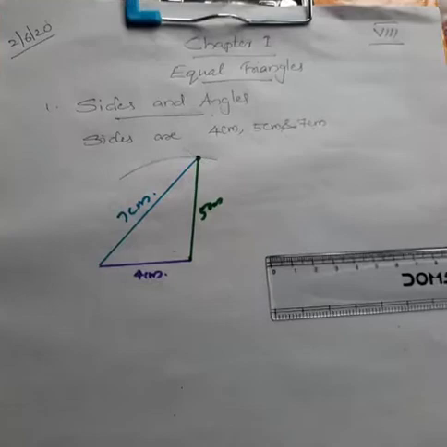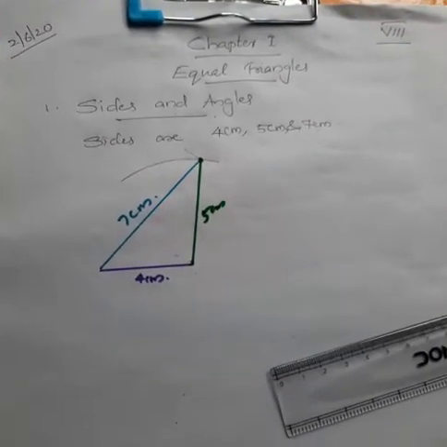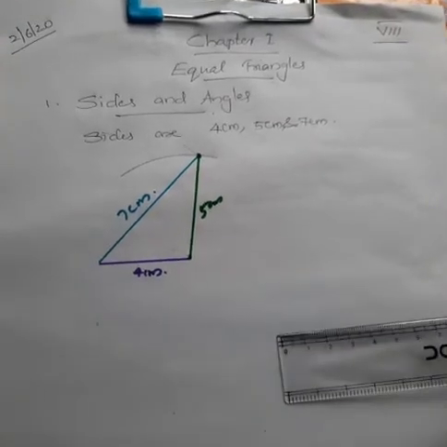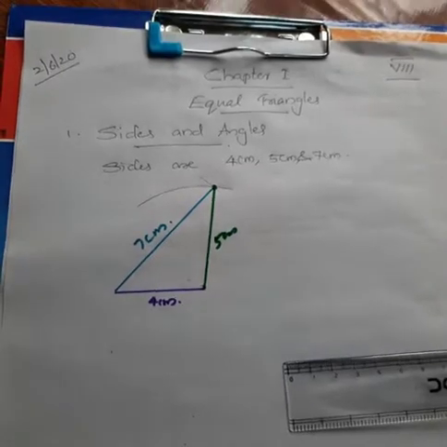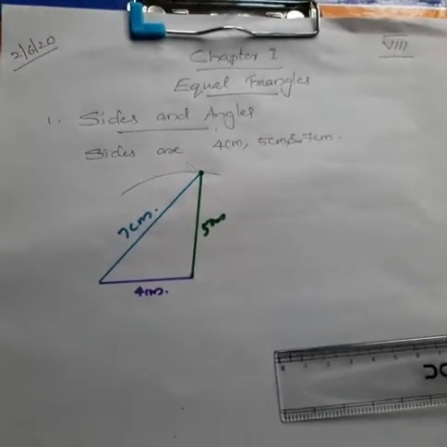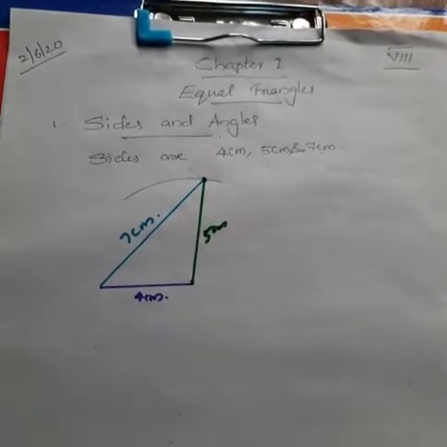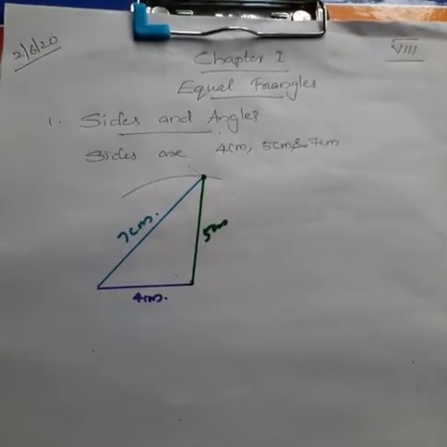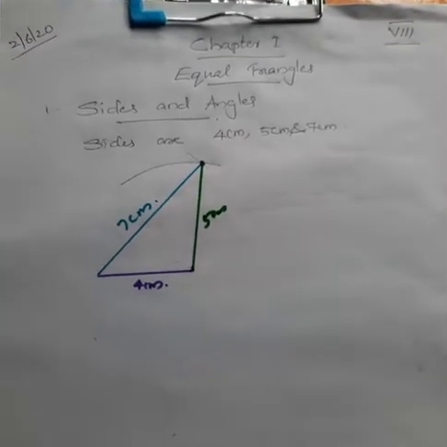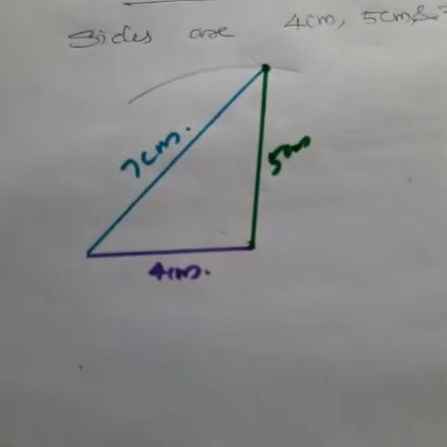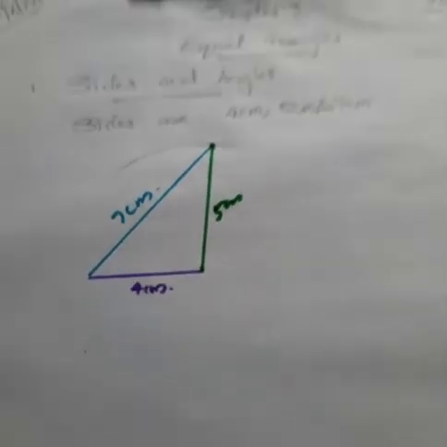Good morning students. We are starting with the first lesson, that is equal triangles. In that chapter, the first topic we are going to discuss is sides and angles. You know, if you give the sides and the angles, how to draw the triangles. Here 3 sides of a triangle are given. You can see in the picture, there should be 4 cm, 5 cm and 7 cm.